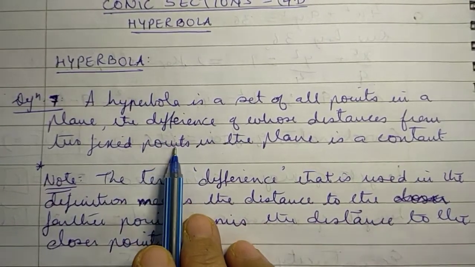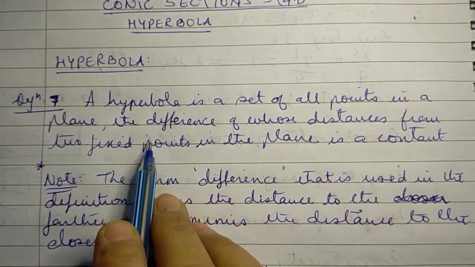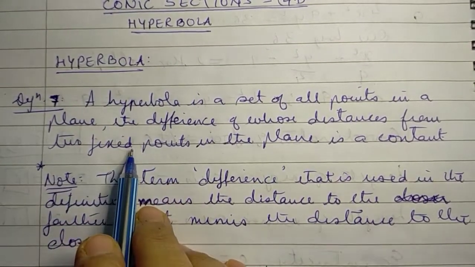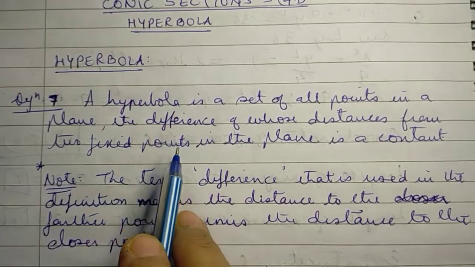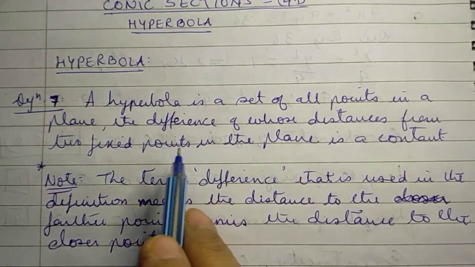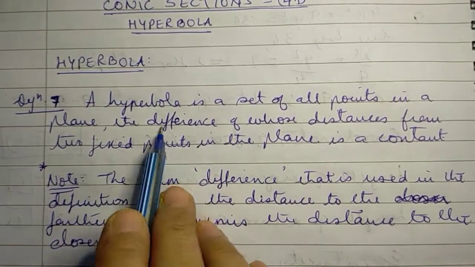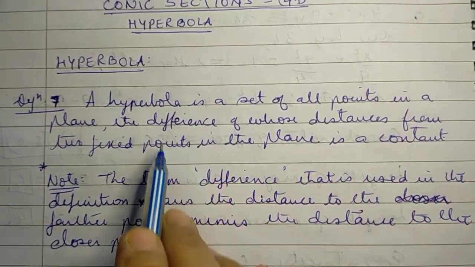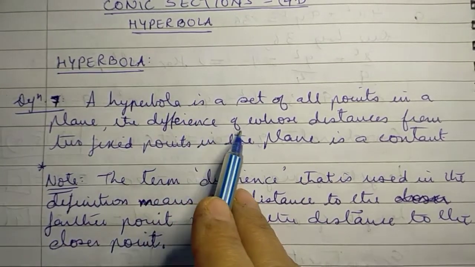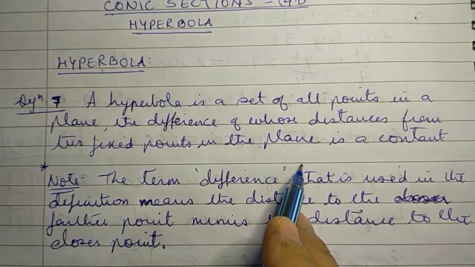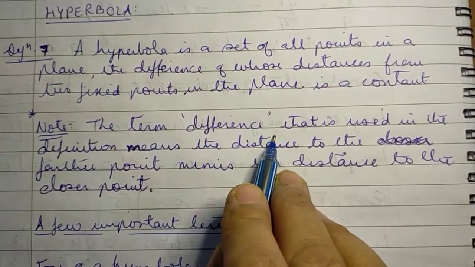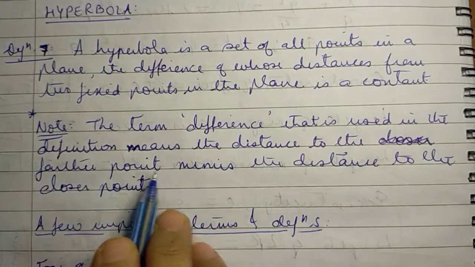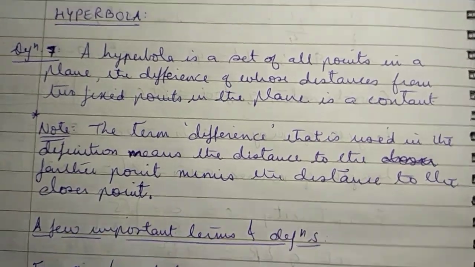So as you can clearly see, it is similar to the definition of ellipse, but with the slight difference that in case of an ellipse, the sum of the distances from two fixed points was a constant, whereas in case of a hyperbola, it's the difference of the distances of any point on the hyperbola from two fixed points, which is a constant. Now here, the term difference that is used in the definition means the distance to the farther point minus the distance to the closer point.